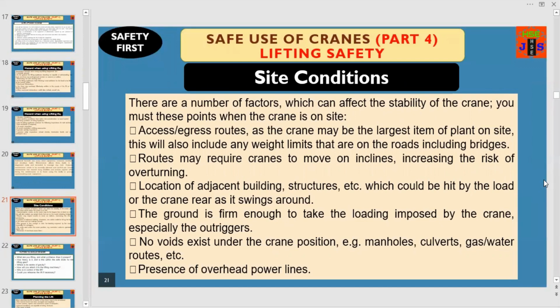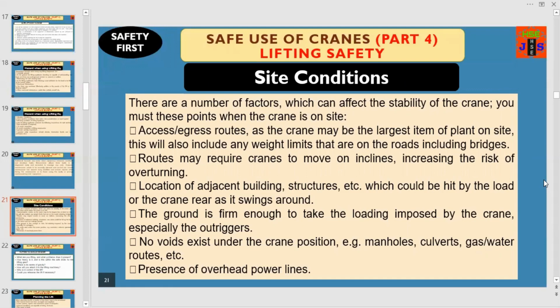Once the crane is at site, you have to look at the site conditions. There are a number of factors which can affect the stability of the crane. You must remember these points when the crane is at your workplace. Access and egress routes, as the crane may be the largest item of plant on site. This will also include any weight limits on the roads, including bridges. Routes may require cranes to move on inclines, increasing the risk of overturning.